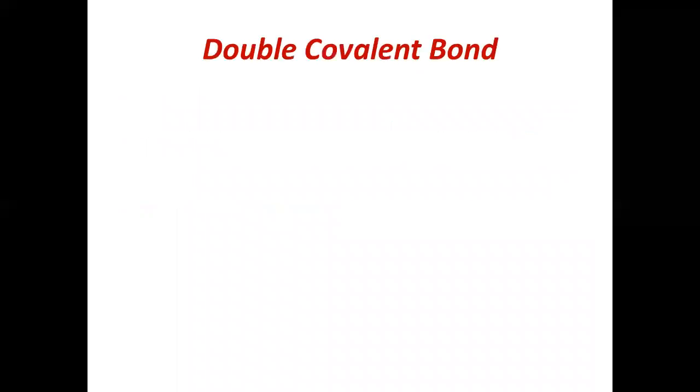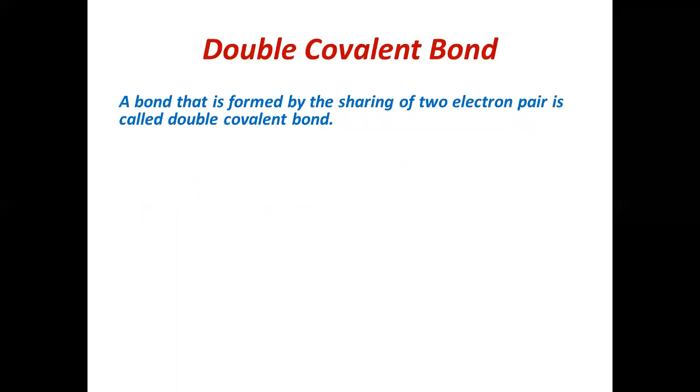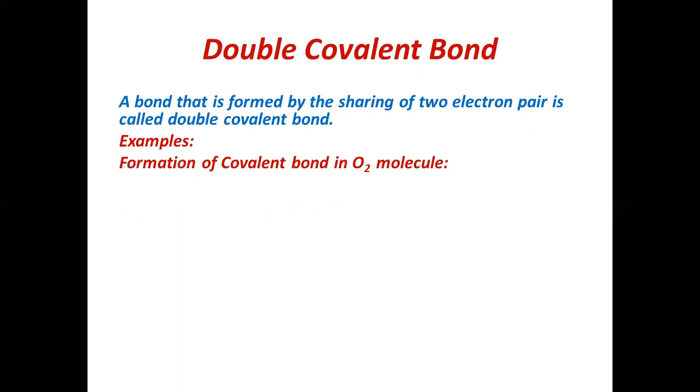Next type of covalent bond is double covalent bond. A bond that is formed by the sharing of two electron pairs is called a double covalent bond. Examples are the formation of covalent bond in an oxygen molecule.